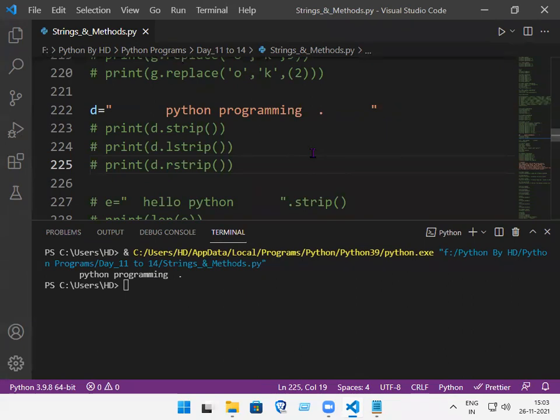So in the case of strip, what happens? We'll remove space from both the sides. L means left side. R means right side. And just make a note, we have stopped at line number 225.